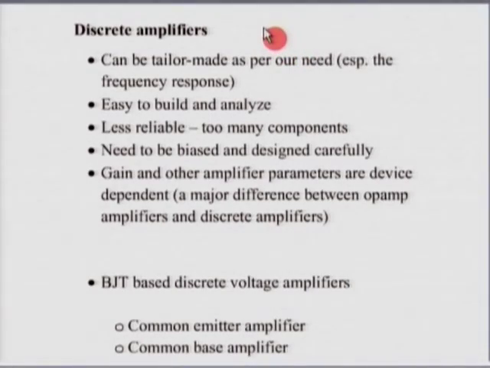Now let us come to the case of discrete amplifiers. The common emitter amplifier is an example of a discrete amplifier. When you think about a discrete amplifier as compared to an IC amplifier like the 741, a discrete amplifier can be tailor made as per our need, especially as the frequency response of an op amp is very small. We could make a discrete amplifier to meet our requirement, and most of the time discrete amplifiers are not very complicated and are easy to build and also analyze. However, since there are many components that need to be assembled, either soldered or made into a PCB or a breadboard, the reliability of discrete amplifiers is very low.